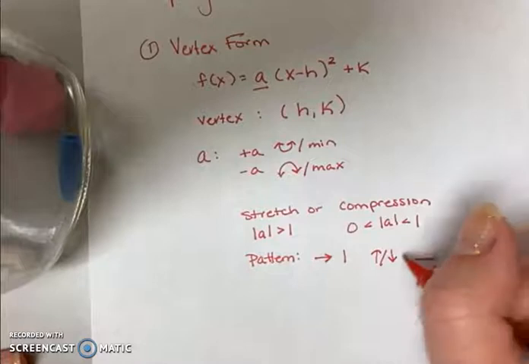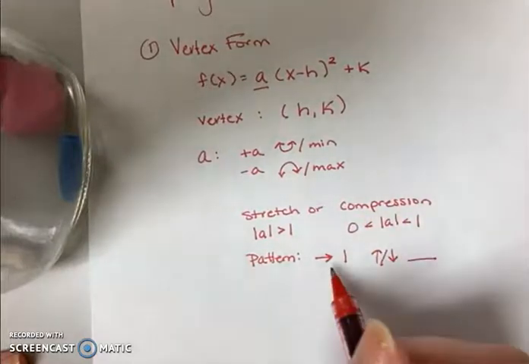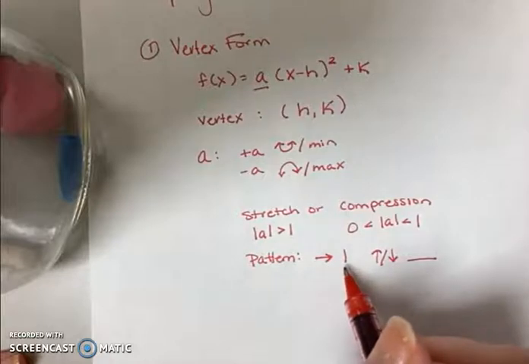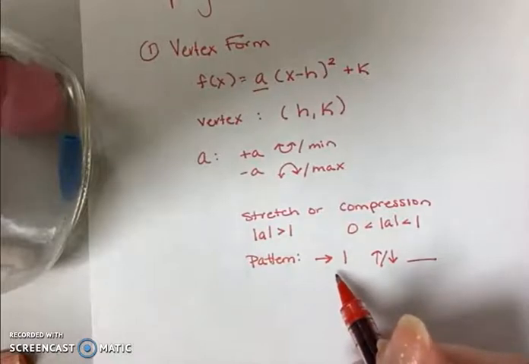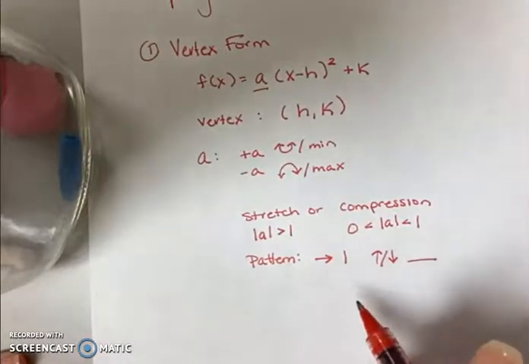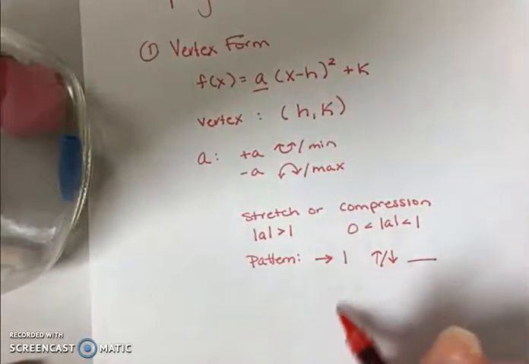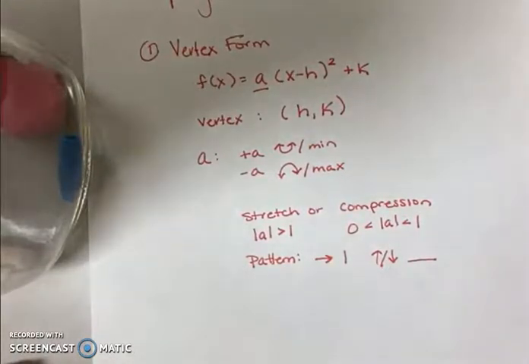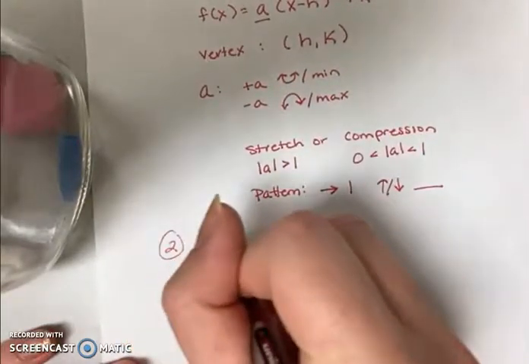However many units that goes up or down, that would be the a value. So again, you would move right 1 unit, and then up or down however many units. It also would work moving to the left. But I like to be consistent, and I always just look right 1 and then up or down how many. Okay. Next, we have standard form.